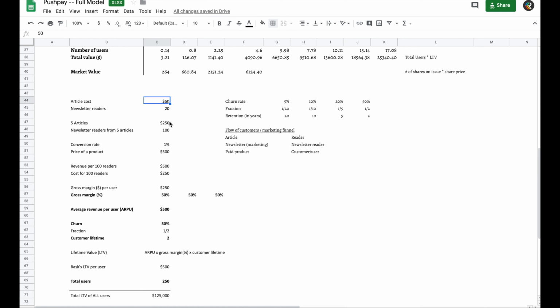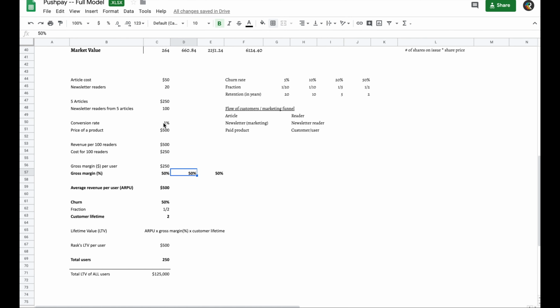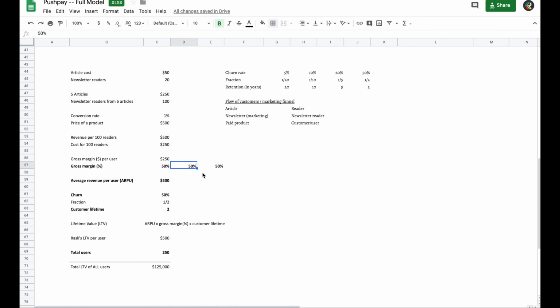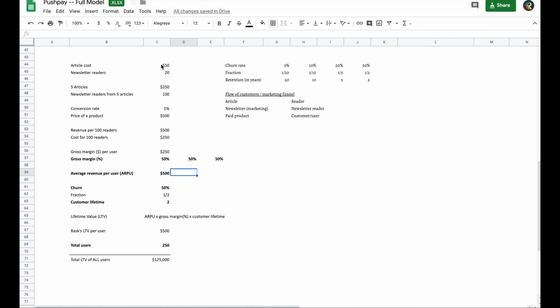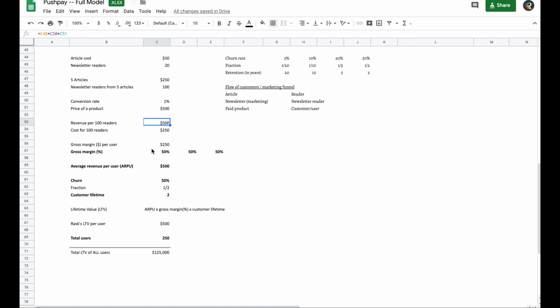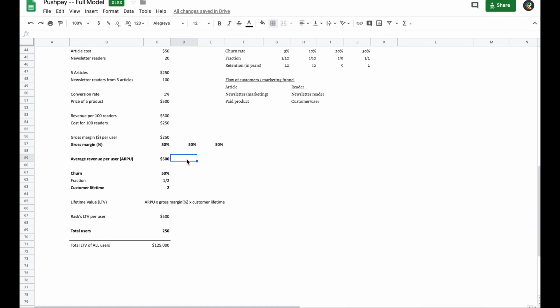Let's just say that I don't make any changes, I can't bring down the cost, I can't influence how many readers come through, and I can't influence my conversion rate. The gross margin stays at 50%. Normally you'd be able to change things like lower the cost or increase the prices per product and so on. But for this, we're keeping it very simple.